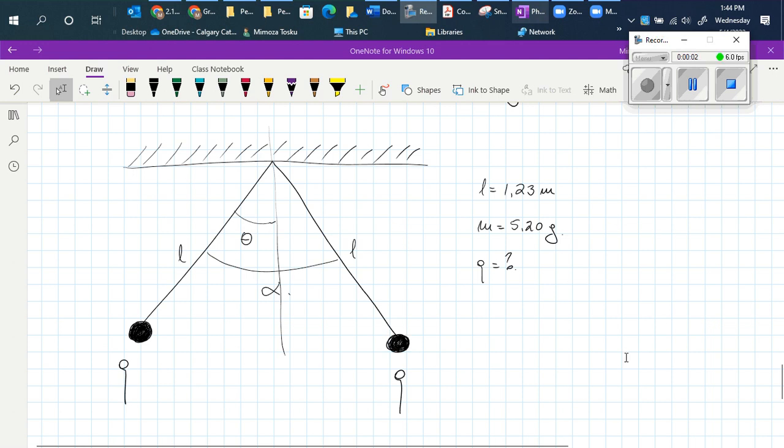So we have a situation like this where the two equal or identical charges with mass 5.20 grams are tied with a non-conducting string, each of them with length 1.23 meters.